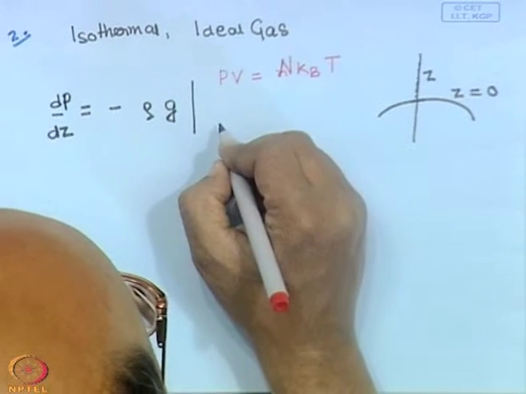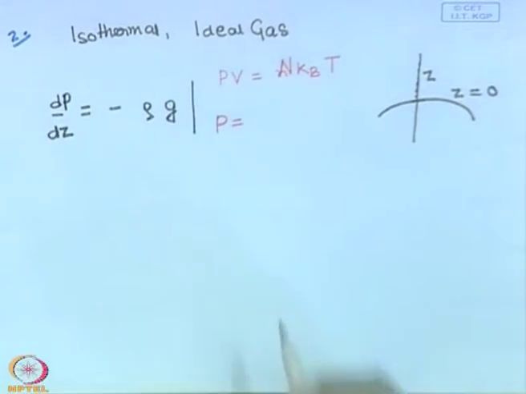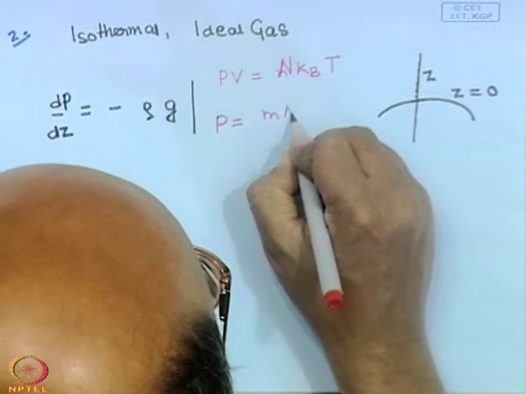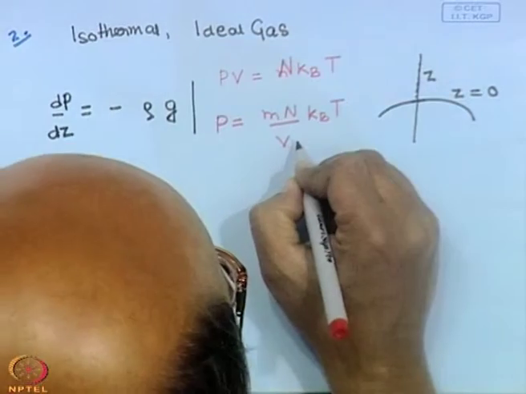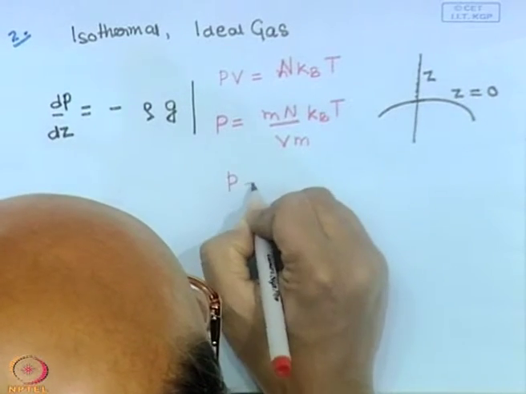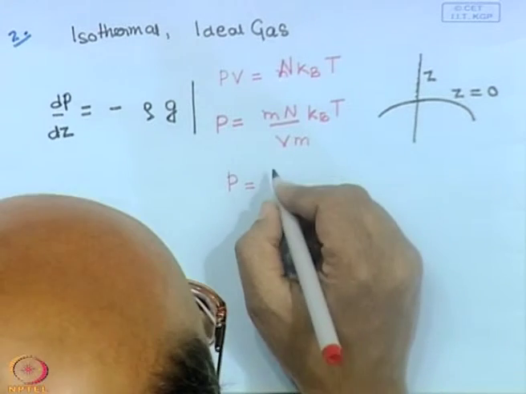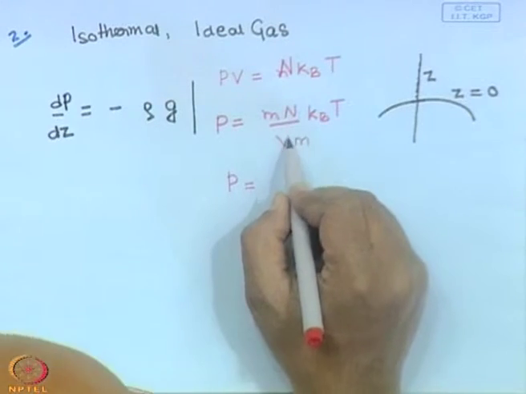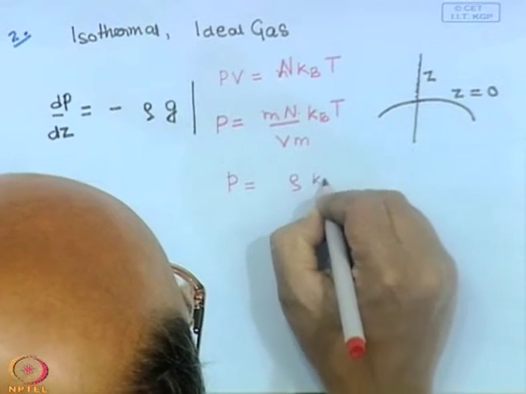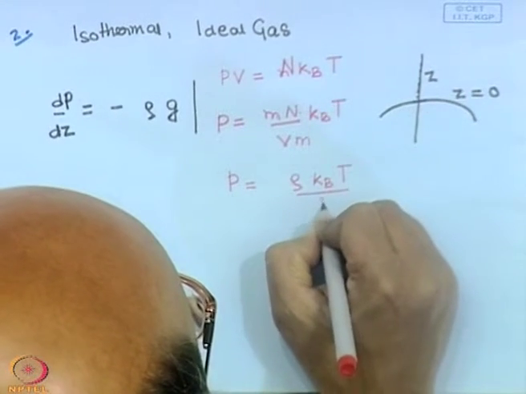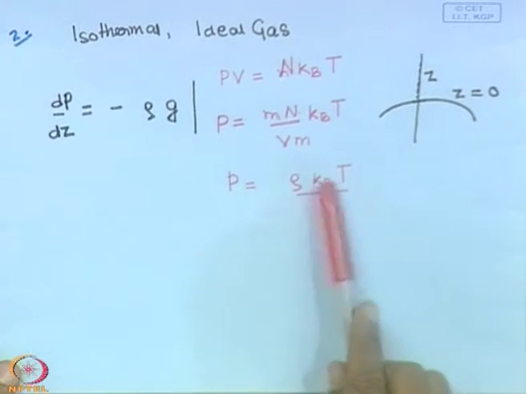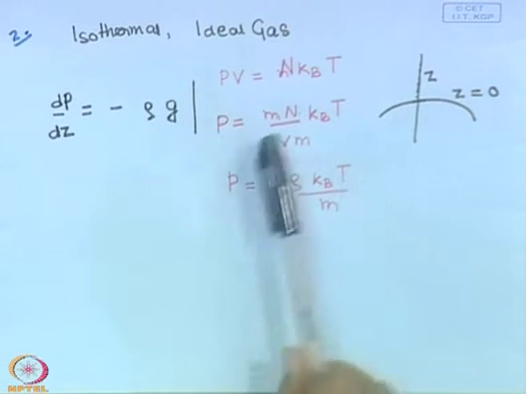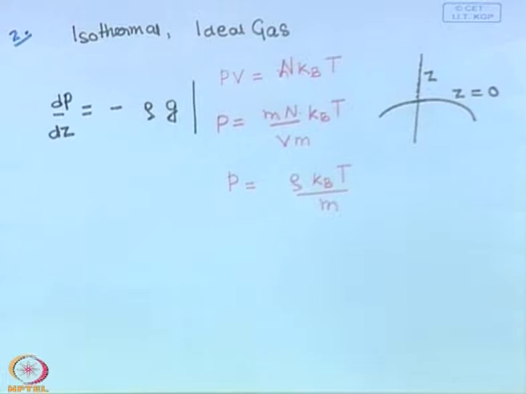Now, this we can write as P is equal to, so I can divide N by V, multiply by the mass of each particle, N by V, kB T, and I have to divide by the mass of each particle. So, we have the pressure is equal to, this we know is the density, mass into number of particles divided by volume. So, it is rho kB T by m. Okay. So, with this relation between the pressure and the density, they are not independent now. Temperature is the same throughout the atmosphere. So, this is the atmosphere we are dealing with, and the temperature is the same throughout.